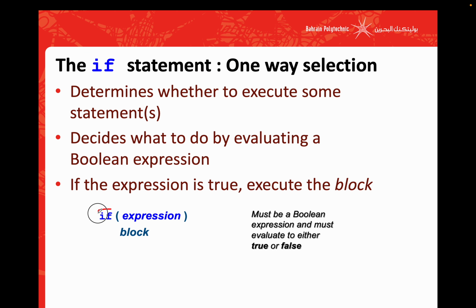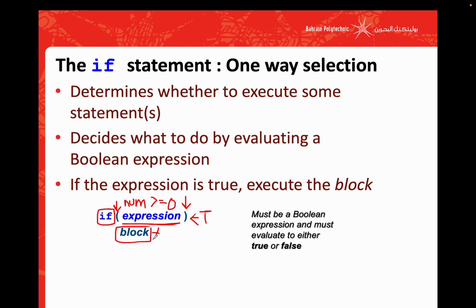You need to write the keyword if, then have two round brackets with an expression within. This is basically the condition that we studied just now. For example, num is greater than or equal to 0. These conditions are the expressions that you need to write, and then the block of code that needs to be run in case this condition returns true. If this condition returns false, then you skip this block.